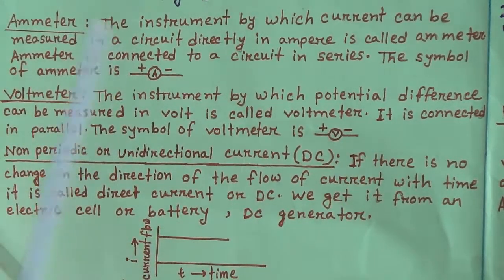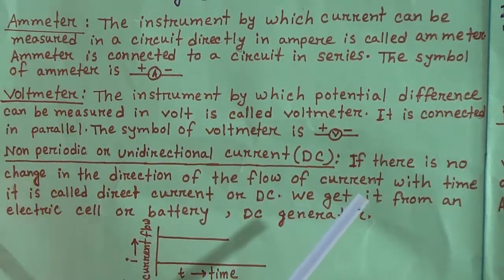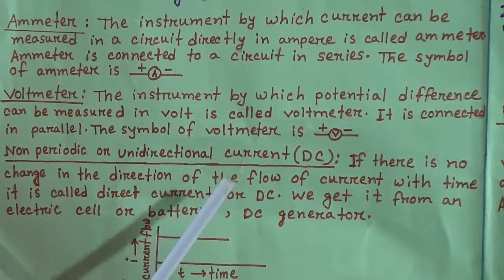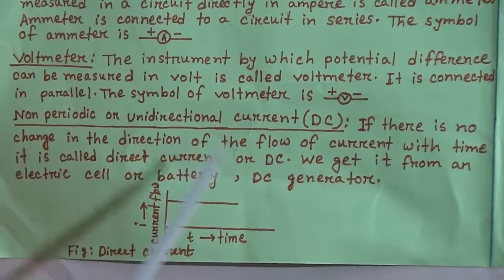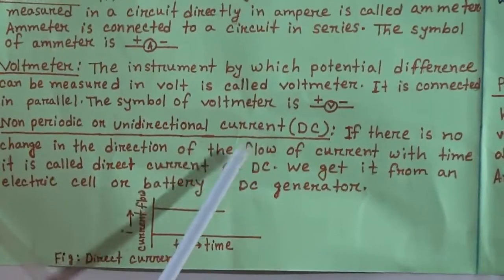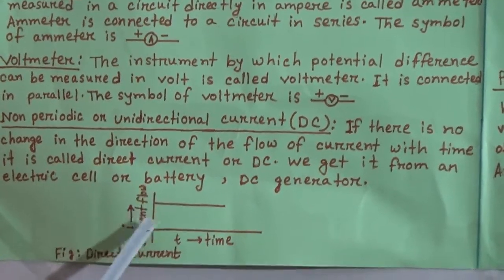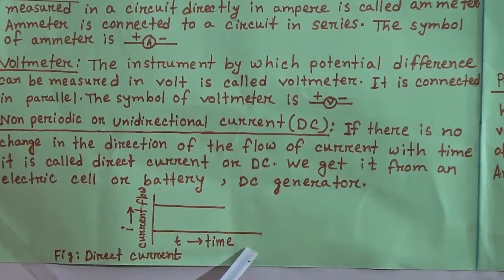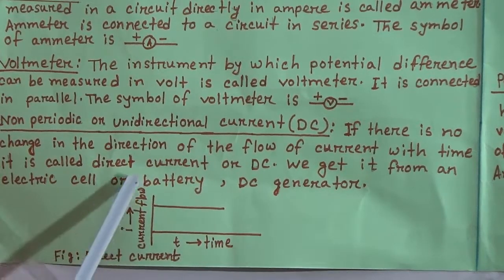Now, non-periodic or unidirectional current, or direct current. What is direct current? If there is no change in the direction of the flow of current with time, it is called non-periodic or unidirectional current or direct current. Let's see the figure. This is the x axis and this is the y axis. Y axis will be time and x axis current flow.